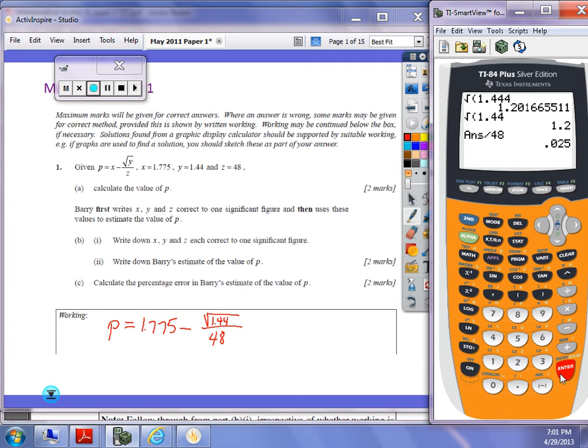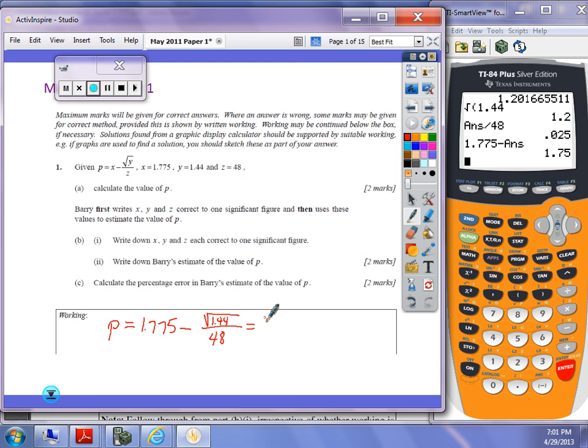And now I'm going to take 1.775 and subtract from that my 0.025, which I can just call back up to the calculator using the second answer, and the answer is 1.75. And that's an exact answer for P.